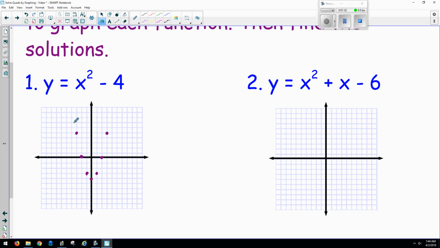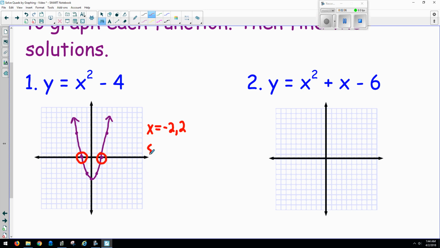And when we connect these ordered pairs, we're going to make sure we put arrows on the ends because this parabola keeps going up and out. So now we're going to look for the solutions, and the solutions are wherever it crosses the x-axis. So we can see it crosses here and here. So our solutions for this graph, for this quadratic equation, are negative 2 and 2. So x equals negative 2 and 2.